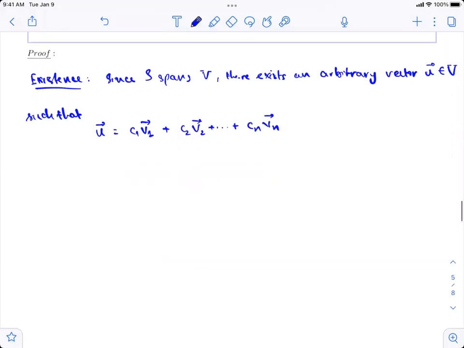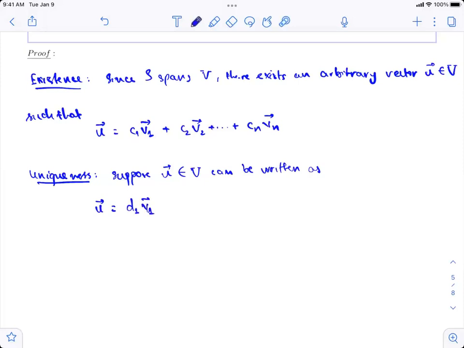Now for the uniqueness. What we do is, not only can U be expressed as the linear combination of the vectors in S in this form, let's say U can be written as a linear combination of the vectors in S in a different form. So suppose U in V can be written as the linear combination of the vectors in S in the following manner. Instead of the coefficients C1, C2 up to Cn, you have D1 times V1 plus D2 times V2 up to Dn times Vn. So let's say you have two different ways to express U as linear combinations of vectors in S.